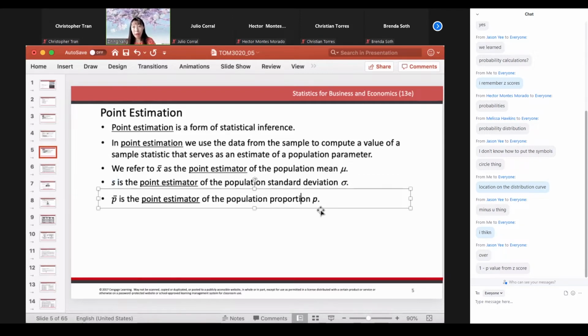And even for binary variables, right? So again, this is the time we have success versus failure. Male, female, living on campus versus off campus, right? Having siblings versus no siblings, right? When we have binary variable, we can also calculate the sample proportion and make it a point estimator of the population proportion. So those are the point estimators we can simply produce and use those to make statistical inference.